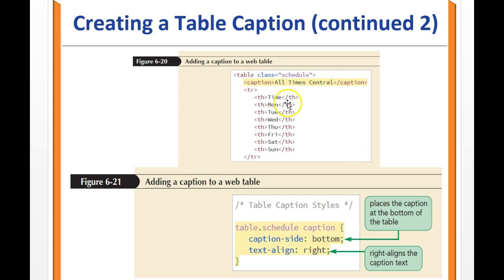So this is an example for the table caption. Again, it's right after the table. You put the caption and then the content that you're going to put in the table caption. And you can put the caption-side, the location of it, if you want it at the bottom or somewhere else. In this case, you place the caption at the bottom of the table, and you can also align the text. So right aligns the caption text to the right. And again, if you want to change anything else, you can put that in there also.